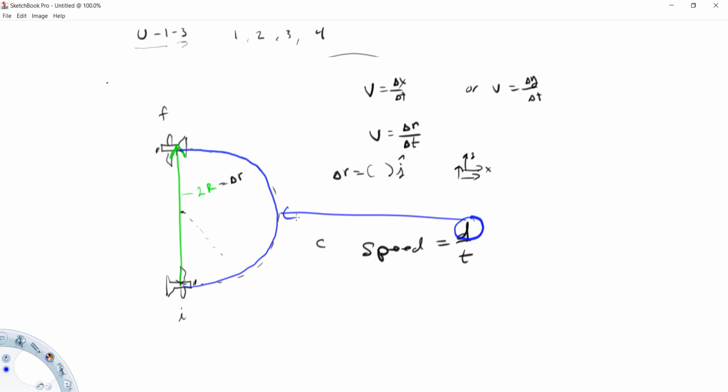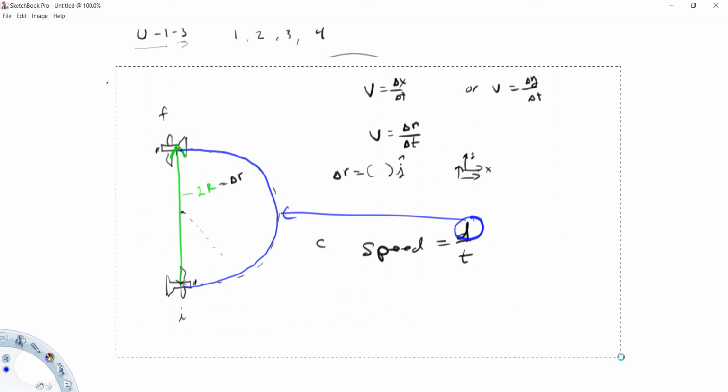Remember that the circumference of a circle is 2 pi r. Half of that would be pi r. That should get you through with number 2 there. Let's chat about number 3. This stuff is exciting. Get rid of this.